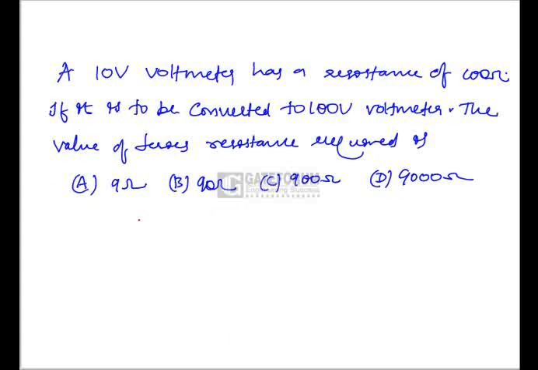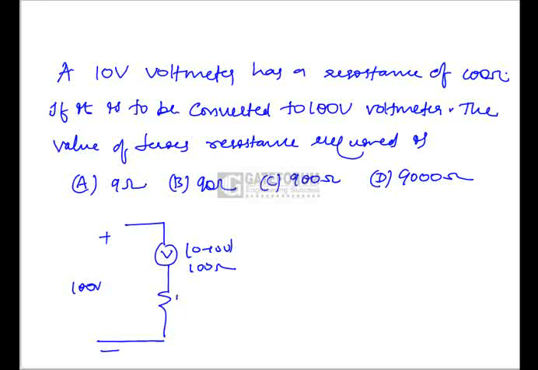A 10 volt voltmeter, 0 to 10 volts range, has a resistance of 100 ohm. It is to be converted to 100 volts. What is the value of series resistance required? Let us take 100 volts should be applied. If you want to extend the range of the 10 volt voltmeter, we have to connect a series resistance in series with the voltmeter to increase its range.